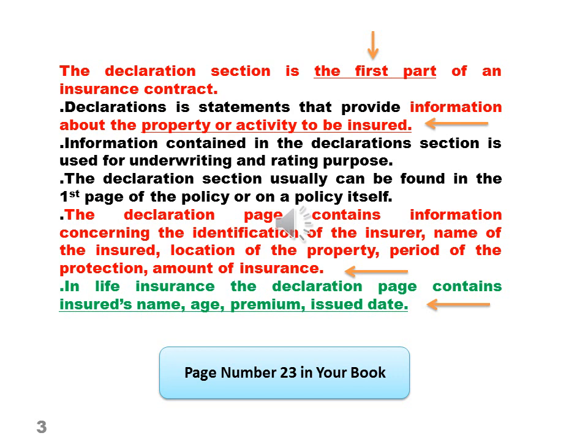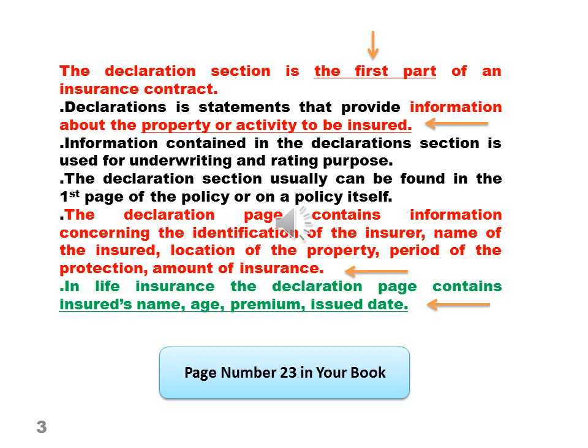The declaration part is the first part in any insurance contract or any ordinary contract. The declaration part contains the property or activity you want to protect against any risk. It contains the name of the insurer, the name of the insured, the location of the property, the time of protection, and the amount of insurance.